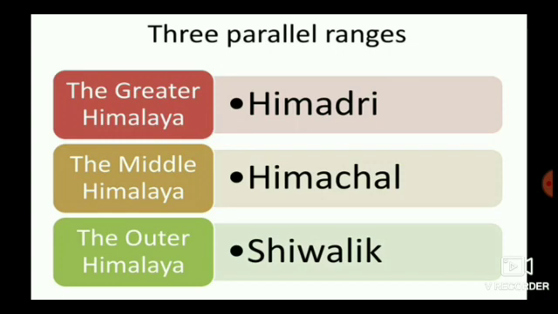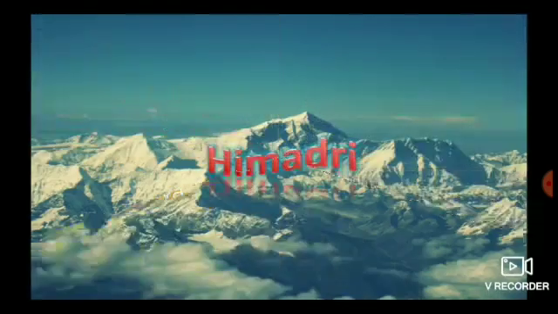Okay, children? I am just going to recap this. The great Himalayan range is divided into 3. They are the greater Himalayas, which is also called Himadri, the middle Himalayas, which is also called Himachal, and the outer Himalayas, which is also called Shivaliks. Now let's learn in detail about the 3 ranges.